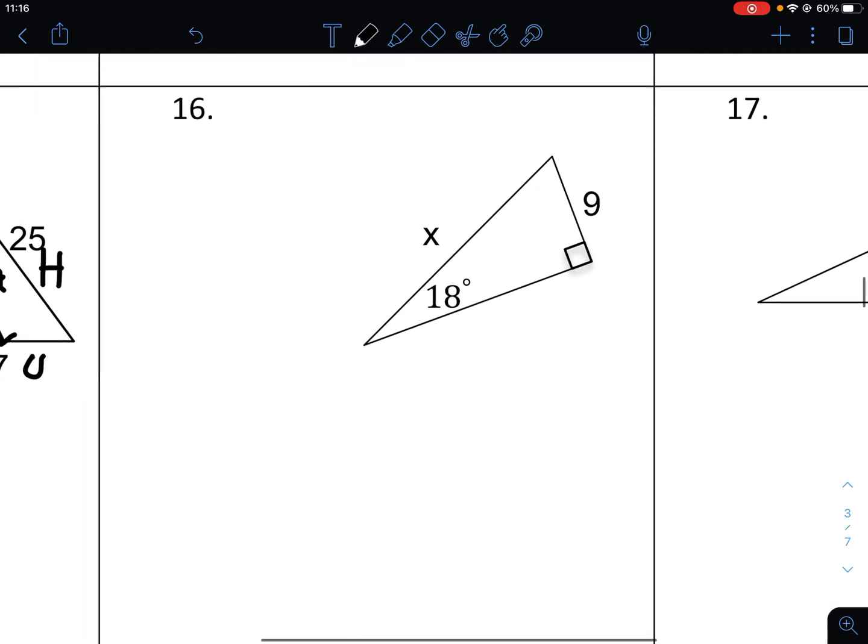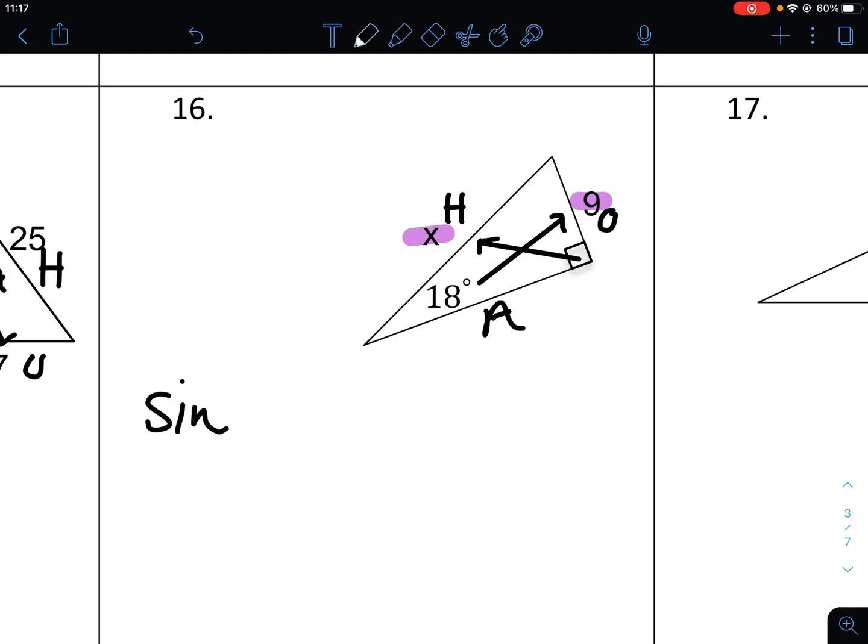For number 16, we do only have two sides labeled, so there will be only one option for which trig function to use. There's our hypotenuse, our opposite, and our adjacent. We will use our sine function this time. Sine is opposite over hypotenuse. The sine of our angle, remember trig function of an angle, equals the fraction 9 over x.